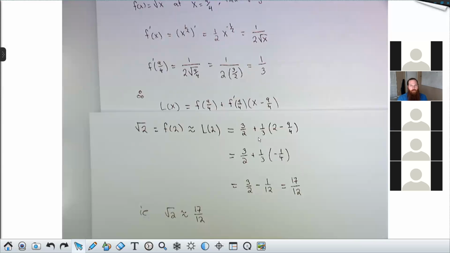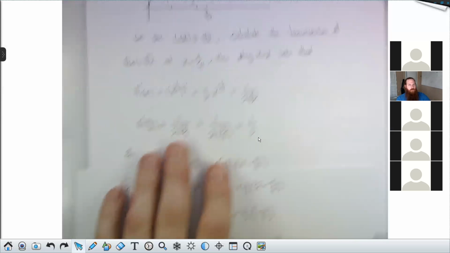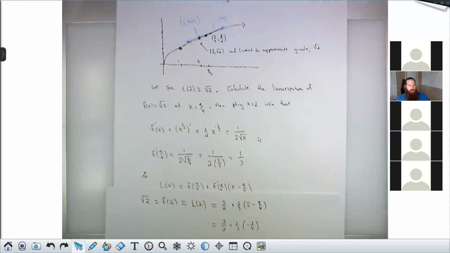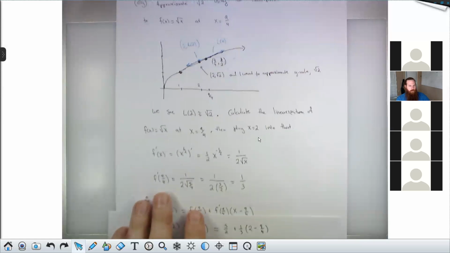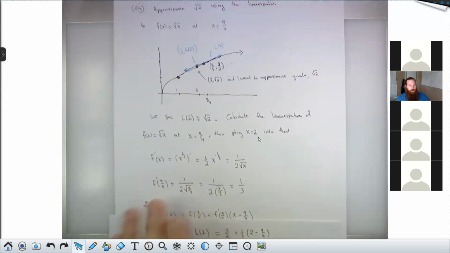So this is linear approximation. This is the whole section. The challenges here are really just in understanding the picture to see how this stuff works together. In practice, I'll give you the point that you're going to use as your base, and I'll give you the function that you're going to use to approximate. So a problem would be phrased almost exactly like this.